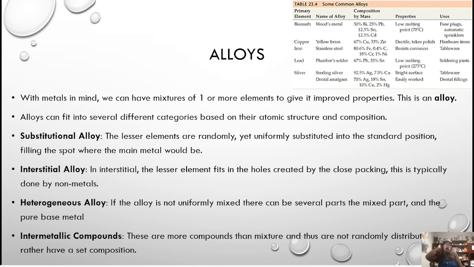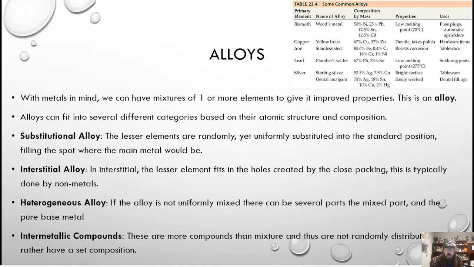So with metals in mind, it is possible to have mixtures of one or more elements that give improved properties. This is referred to as an alloy. Alloys can fall into 4 major categories based on what's going on. So the first one is a substitutional alloy. Essentially, most of these are mixed in at random, and it can make things a little confusing. But the lesser element in a substitutional alloy is randomly substituted within one of the other atoms.